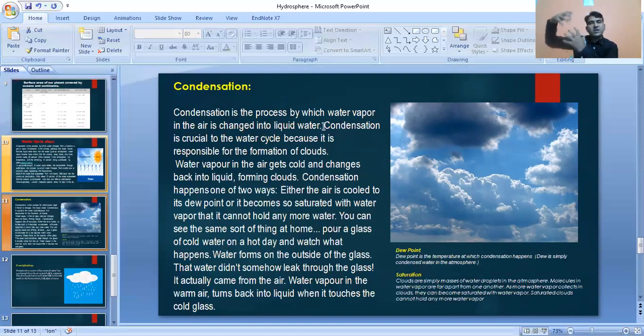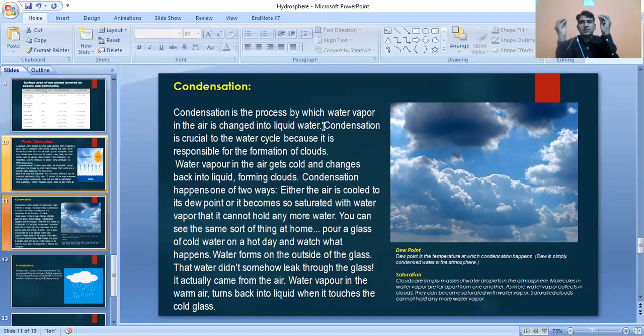So that water, which was in the vapor form, is again changing into the liquid form. Once it changes from vapor to liquid, we call this the condensation process. The condensation process is based on the clouds, where the clouds are being formed. So that water evaporates under certain conditions.